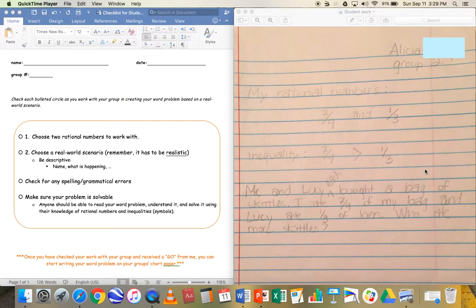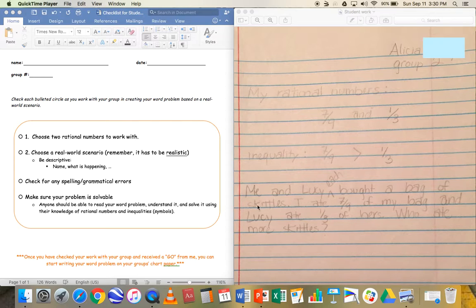So if I were to sit down with the student and give her some feedback on the assignment that she worked on with her group, I would first go to the checklist and say you did choose two appropriate rational numbers. These are two rational numbers, and they are a perfect example for this problem. Also, they chose a real world scenario that is realistic. They use names, and they chose to go with bags of Skittles as their problem. It's short, it's simple, and to the point.